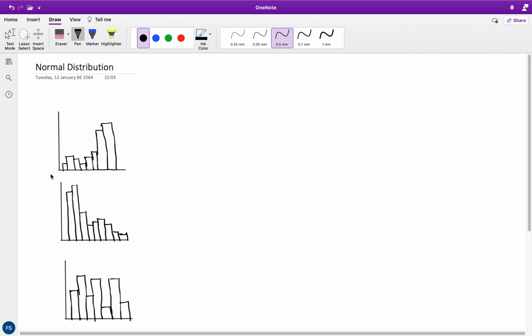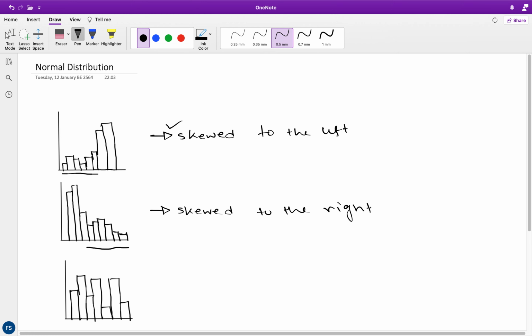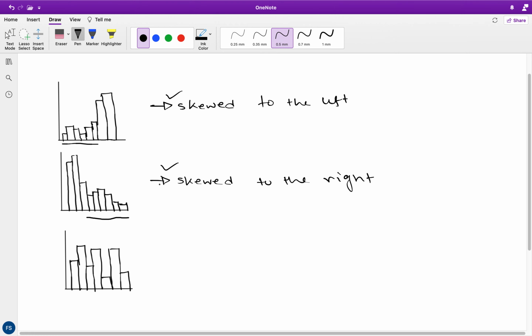Now we know that numbers can be distributed or spread out in different ways. It can be spread out more to the left, something like this, and we call this kind of graph skewed to the left. It's because if you look at this graph, you can see that there is a tail on the left hand side of this graph. That's why we call this skewed to the left. Now numbers can also be spread out more to the right, something like this. And if you look at this graph, you can see that there's a tail on the right hand side of the graph. So we call this skewed to the right.